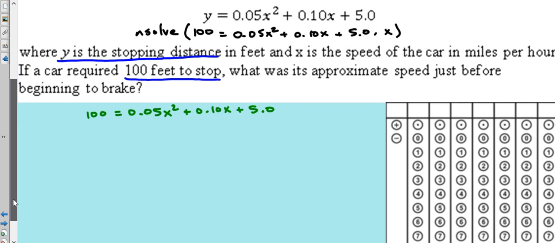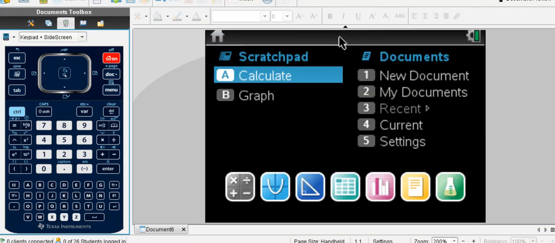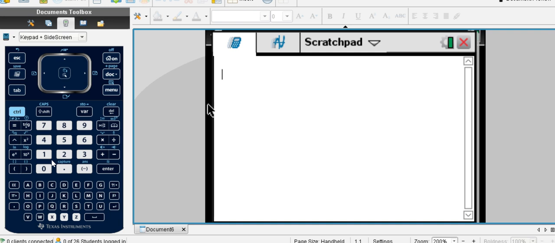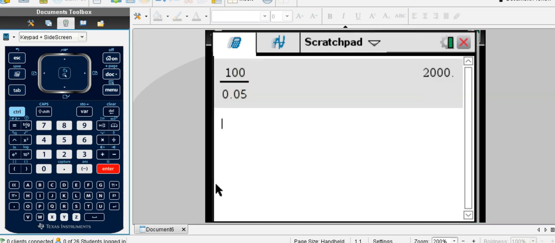So the first thing I would do is simplify all these values by dividing by 0.05. If I divide all this by 0.05, okay, this part might be a little bit trickier for some to figure out. I think that's going to be 500, but let's just check real quick. We're going to go to the calculator, and we're going to say 100 divided by 0.05. Oh, I'm sorry, that's 2,000. I'm glad I typed that in.